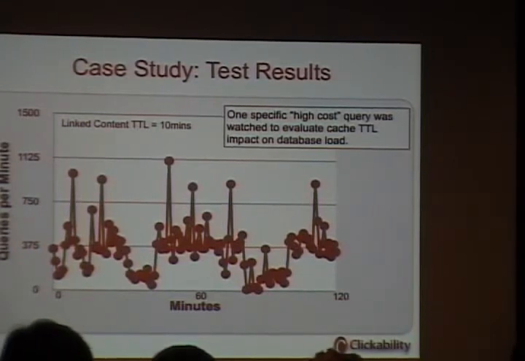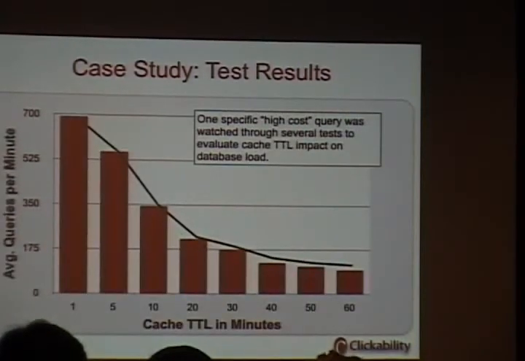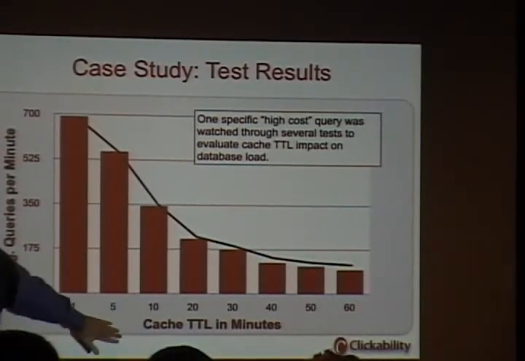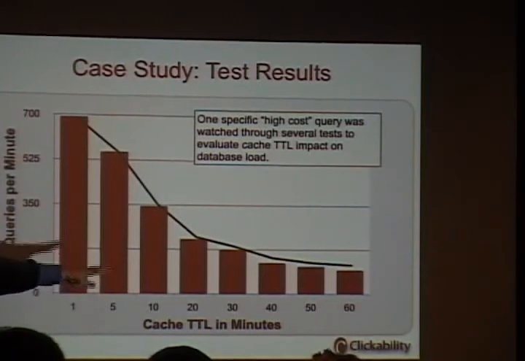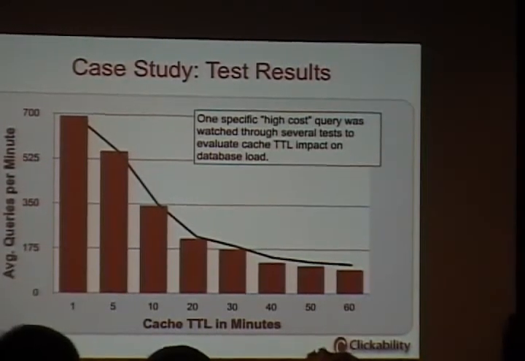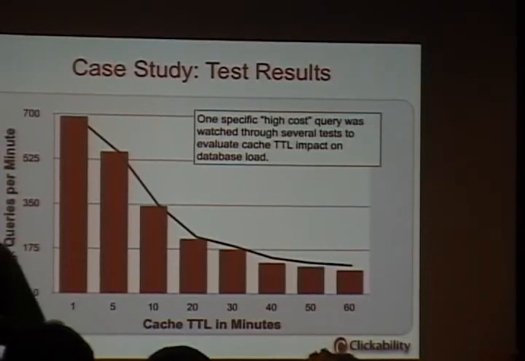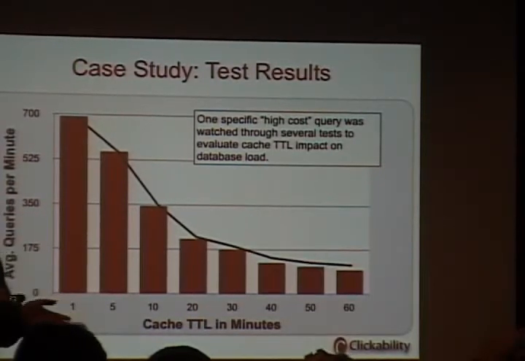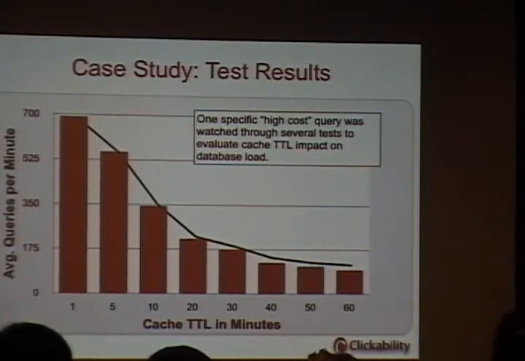So this is the data for having this cache set with a 10-minute TTL. So this was one run. And then when we go and combine several runs together of different cache TTLs, so 1 minute, 5, 10, 20, 30, up to 60, we get a really nice graph here that shows the impact of changing this cache TTL on the database loading occurred by this one query that we're trying to minimize.